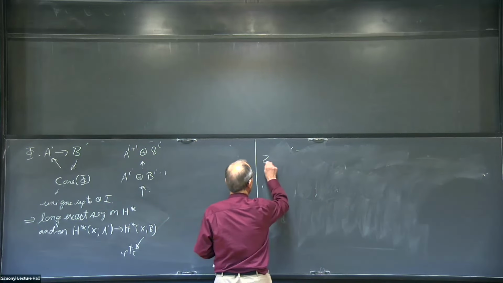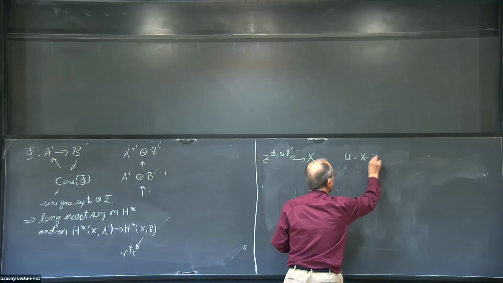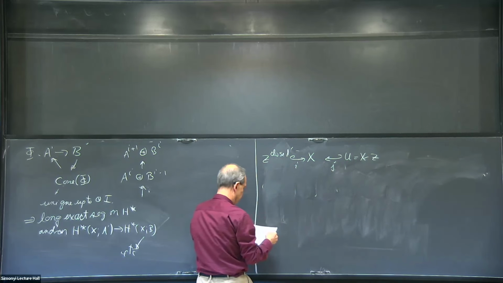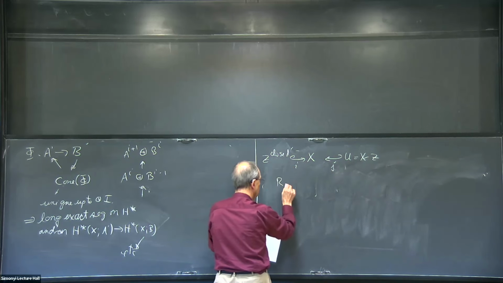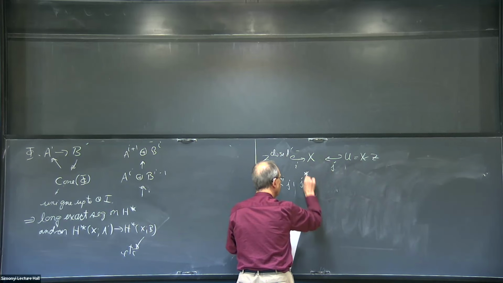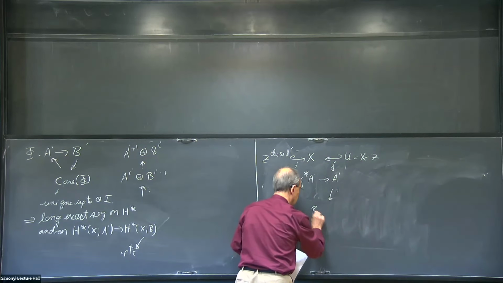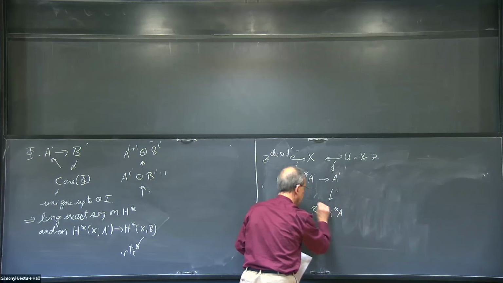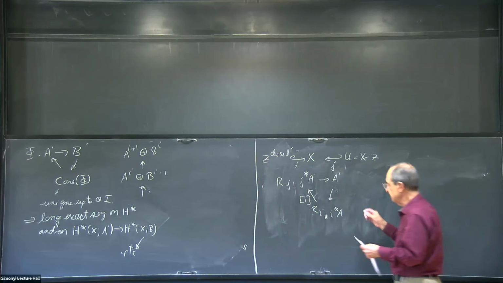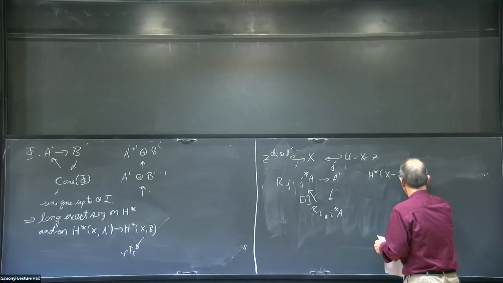If Z is closed and U, which is X minus Z, is open, let's call these inclusions i and j, then there's a triangle: Rj lower shriek j upper star A goes to A, goes to Ri lower star i upper star A. So on cohomology, this says the cohomology of X minus Z goes to the cohomology of X.